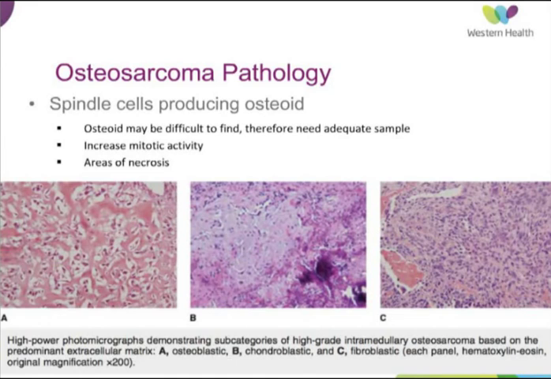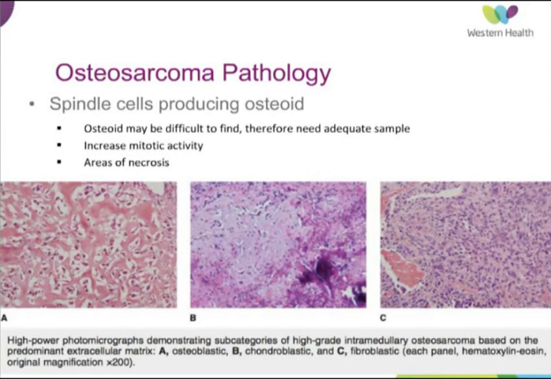So this is the type of histology osteosarcoma is associated with. There's spindle cells producing osteoid. So this is osteoid here, and these are the tumour cells producing it. And this is in classic osteosarcoma, which can be further defined by the predominant matrix that the cells are making.